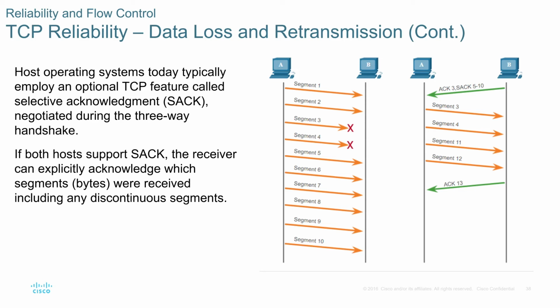As we can see here, we acknowledge 3 and SACK 5 through 10. So now, instead of repeating segments 5 through 10 and wasting bandwidth, we move immediately to 11 and 12, as well as repeating the 3 and 4.